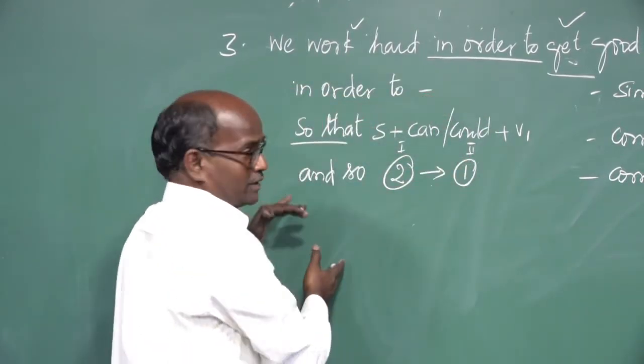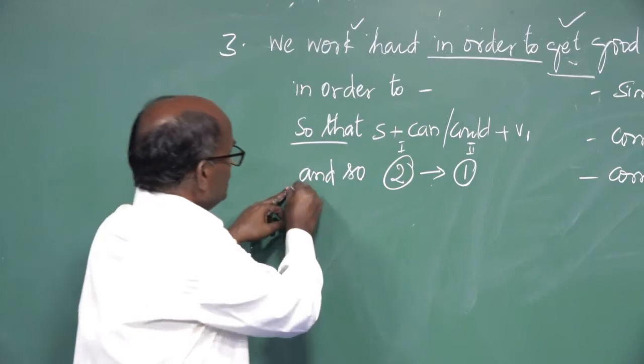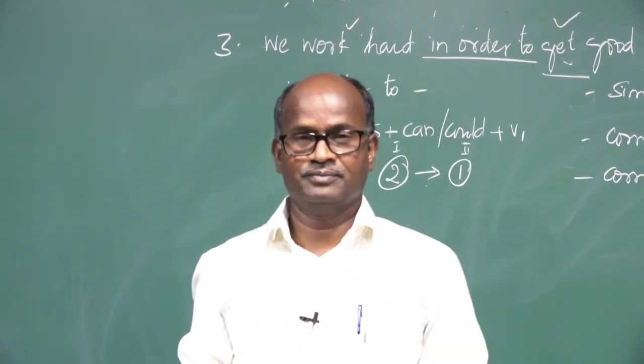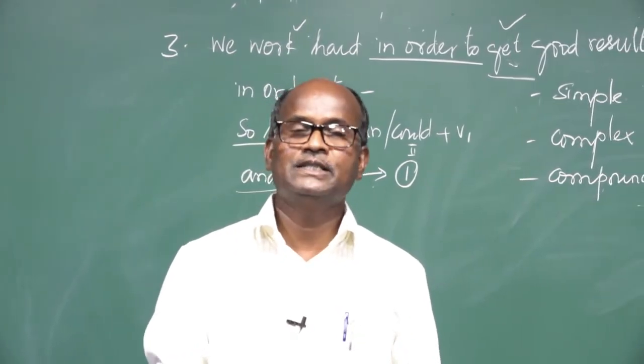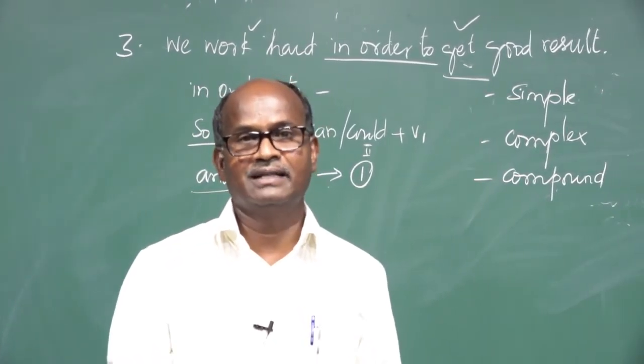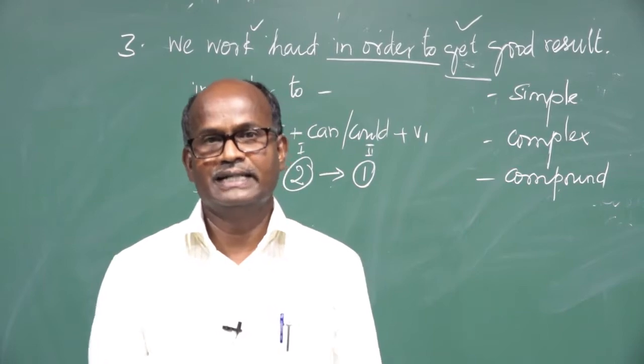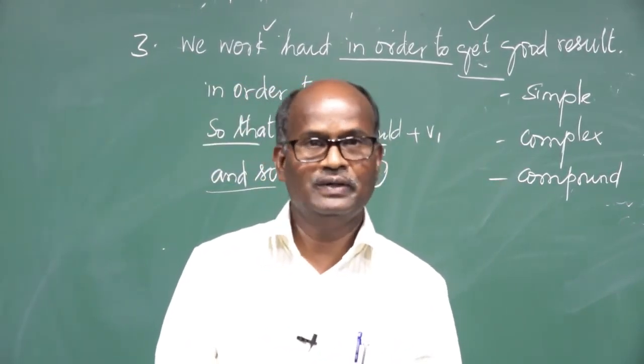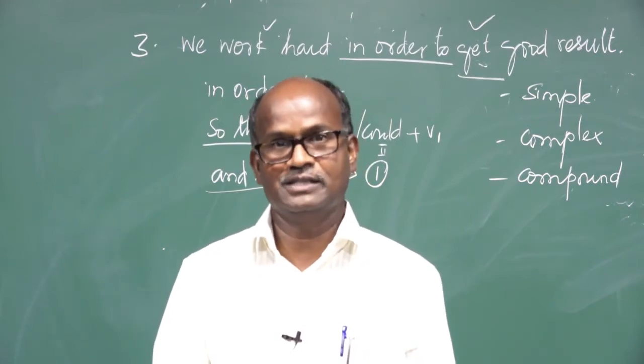Then for compound, we want to get good result. The second sentence should come first. Then and so, we work hard. For that purpose we should work hard. If in order to is found as a phrase in a simple sentence, for writing a compound sentence, the second sentence should be written first and the first sentence should go next, after the compound conjunction.